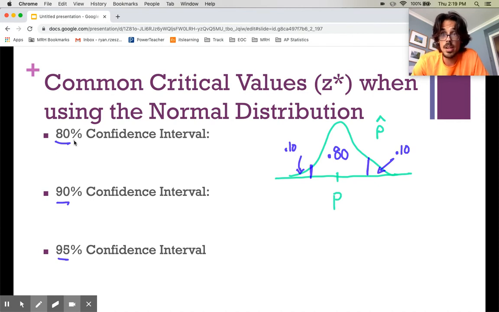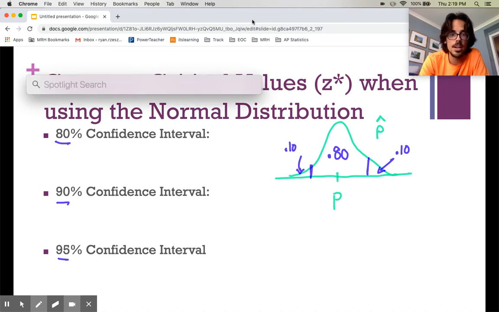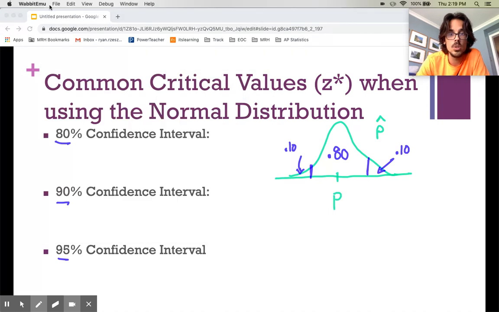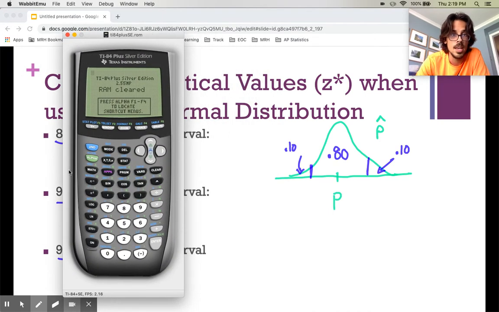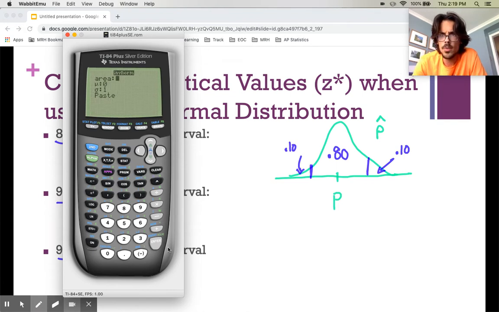For an 80% confidence interval, I want 80% of my different p hats to be within the range. Well, from the middle there, from p, that's going to be 80% of my area. So what I need to do, this is a throwback to chapter 2 here. I need to look up my inverse normal command. So I would do second distributions, this menu right here. I would choose inverse normal. And if you have a newer calculator, you might have an option for a center area where you can just put 0.8 and it'll tell you the answer. I don't have that, so it always does left area when you don't have a choice.